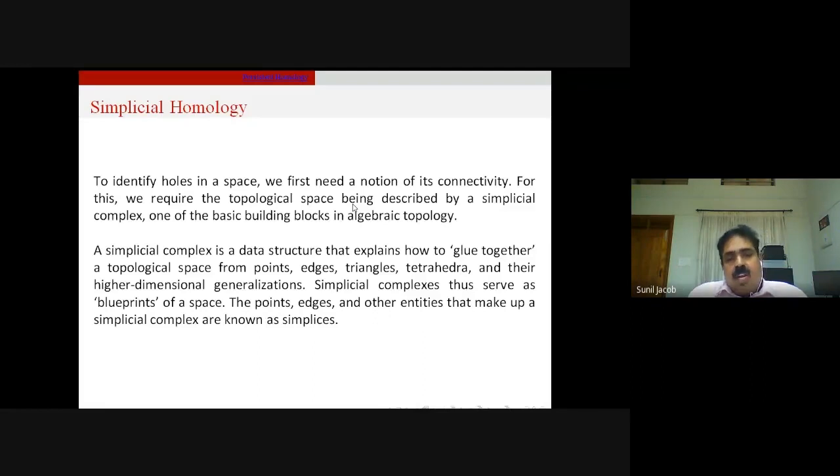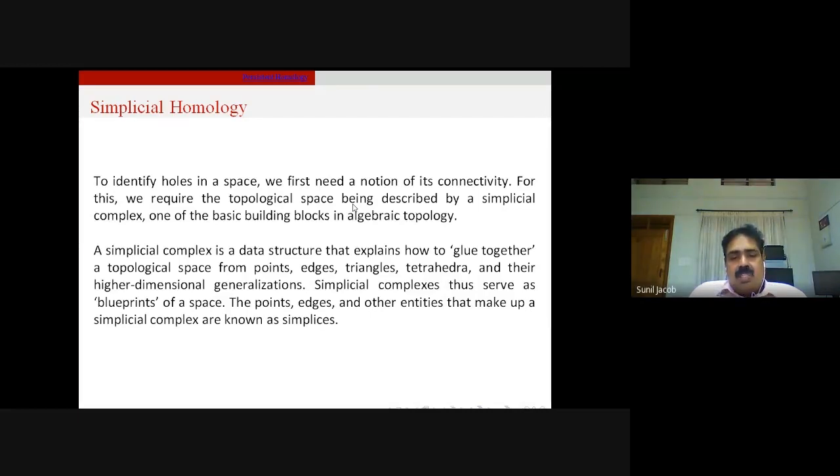For this, we require the topological space to be described by a simplicial complex. That is one of the basic building blocks in algebraic topology. A simplicial complex is a data structure that explains how to glue together a topological space from pieces. As I mentioned earlier, my first aim is to construct a topological space out of a given set of points. That will be done using these simplicial complexes.